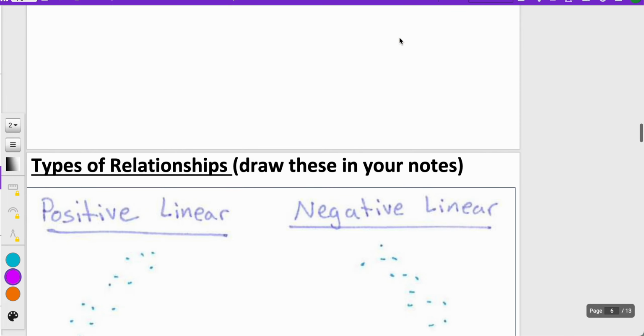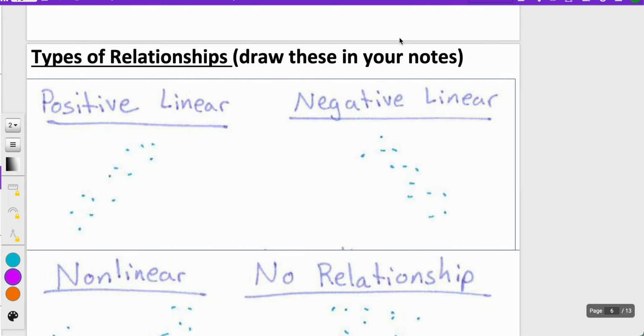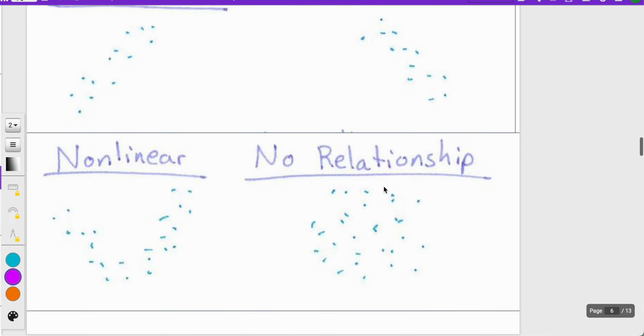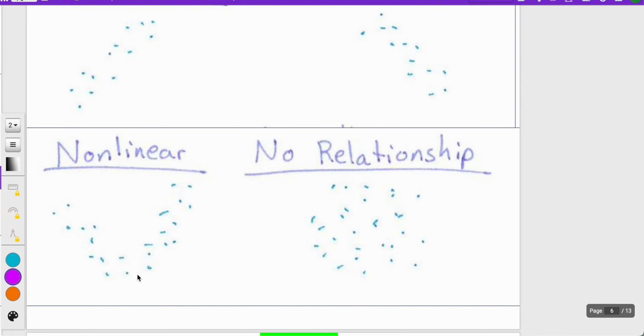Types of relationships, you're going to draw these in your notes because these don't have graphs or anything. The first one is a positive linear. That just means it's a line and it's going in an upwards fashion. Negative linear looks sort of like going in a line but just going down. Non-linear means you're not making a line. It's like a swoop or a zigzag. And then no relationship just looks like you scattered some confetti or you scattered some sprinkles.